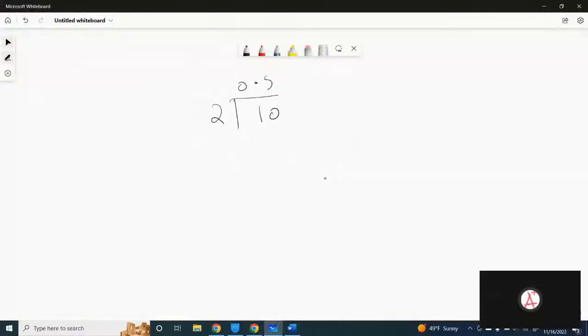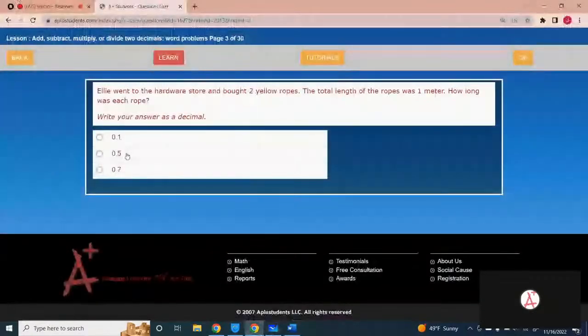You can go for 2 times 5. 2 times 5 is 10. So it would be 0.5. Got it? So select the correct option, then click on the OK button.